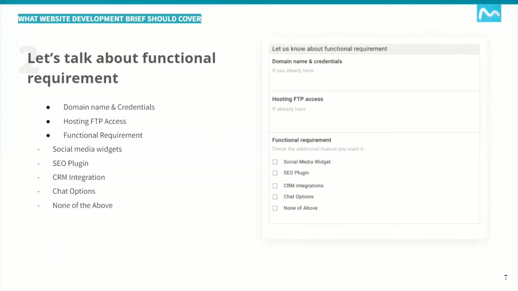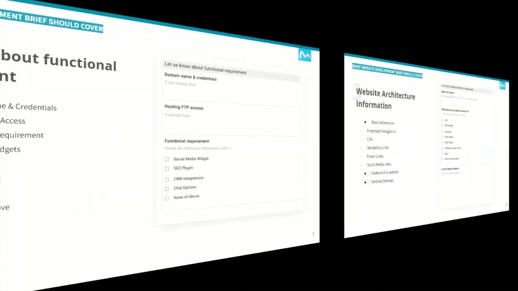And then the other functional requirements are whether he is looking for any social media widgets, SEO plugins, CRM integration, chat option, or none of these. He needs to mention whether he wants any one of these, or two of these, or all of these, or none of these features in the website.